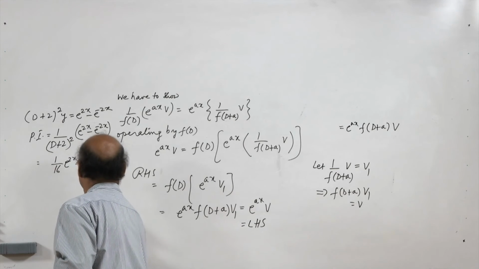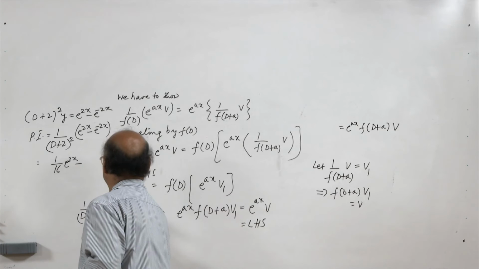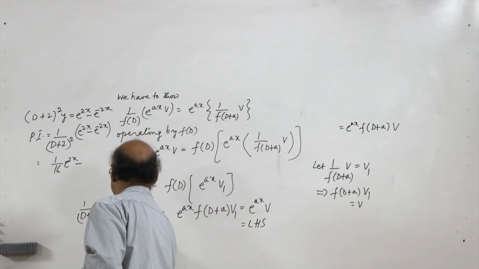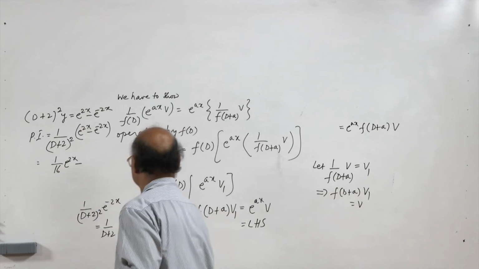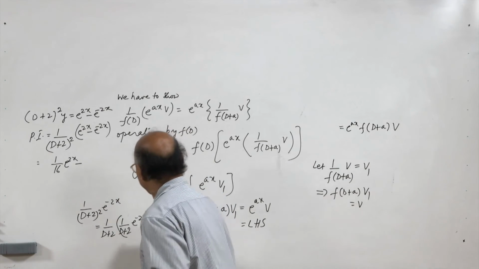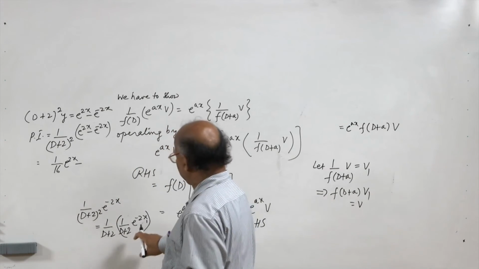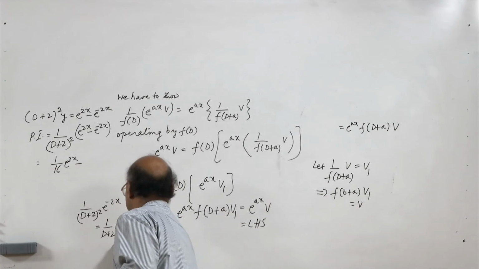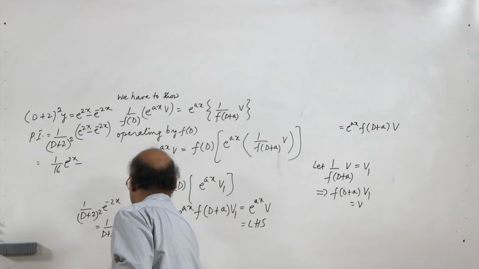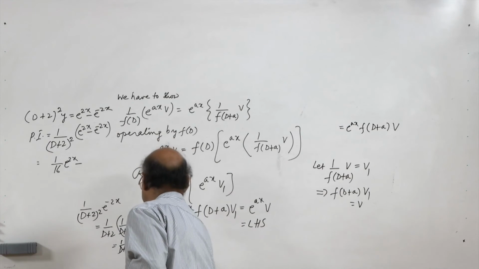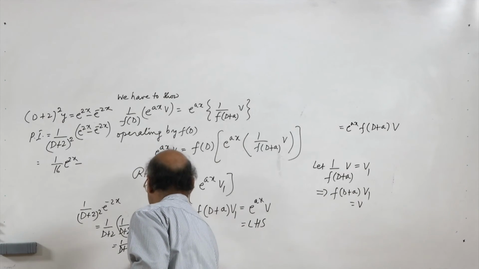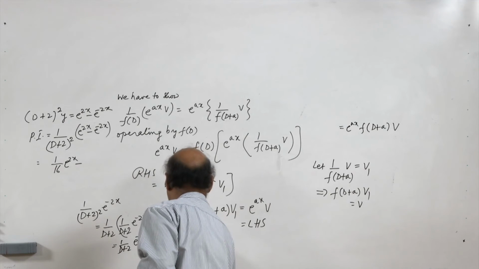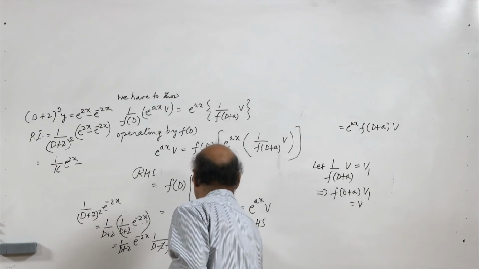1 over (D plus 2) whole square, let us operate on e to the power minus 2x. So this is 1 over (D plus 2), 1 over (D plus 2) operating on e to the power minus 2x into 1. So b we are taking as 1. So this is equal to 1 over (D plus 2) e to the power minus 2x. D will be replaced by D minus 2, and this cancels.